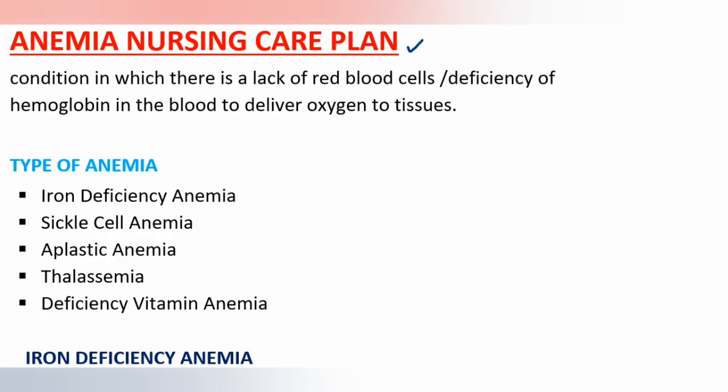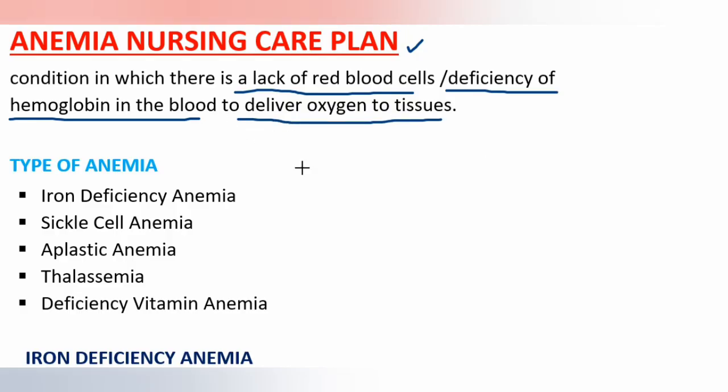What is anemia? A condition in which there is a lack of red blood cells or deficiency of hemoglobin in the blood to deliver oxygen to tissues. There are 5 types of anemia: Iron Deficiency Anemia, Sickle Cell Anemia, Aplastic Anemia, Thalassemia and Vitamin Deficiency Anemia.